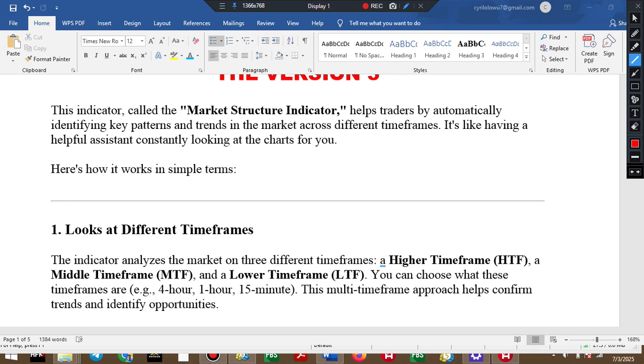So you don't have to pay anybody for signals, because those you are paying are definitely using something to analyze the chart. It's not every time they will be sitting on the chart, right? So this one will do that for you.